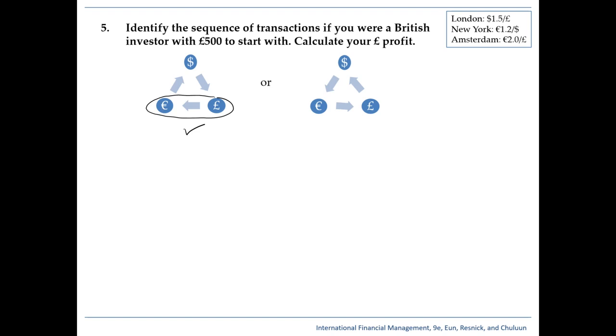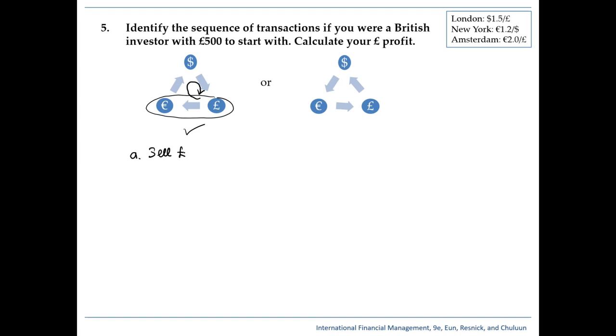The only thing that's going to change is where you start from. So if you were an American investor, you started from dollar, but if you're a British investor, you start with pound and you come back to pound. So that's the only difference from our previous calculations. So let's see how much money you'll make if you're a British investor. So if you're a British investor, you're starting with £500.